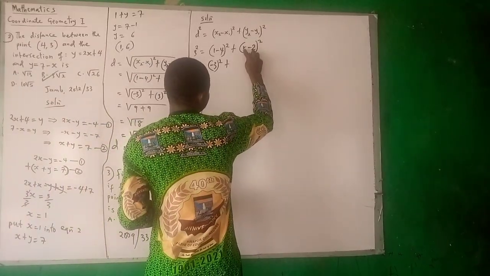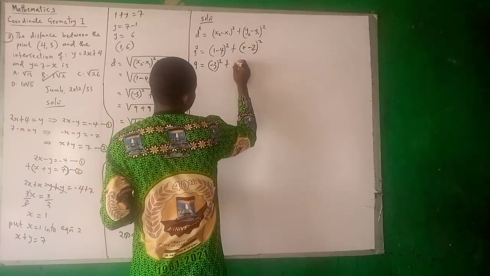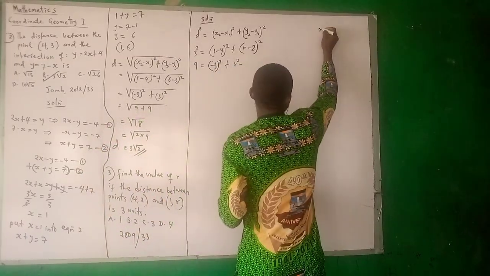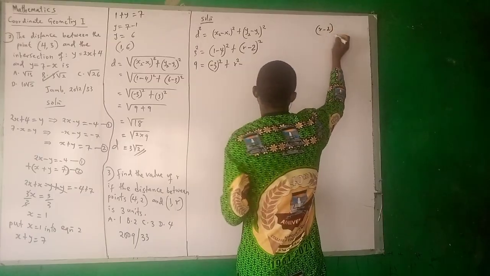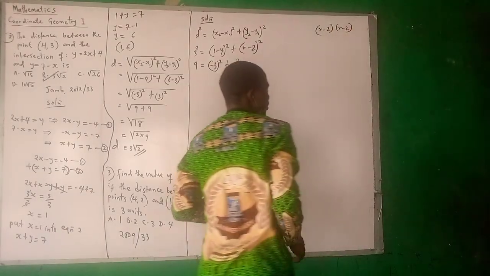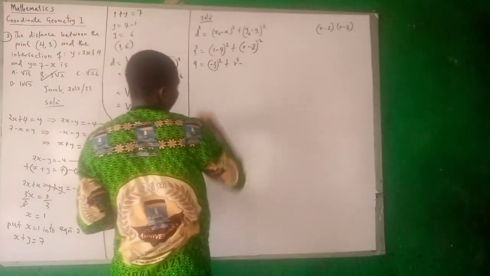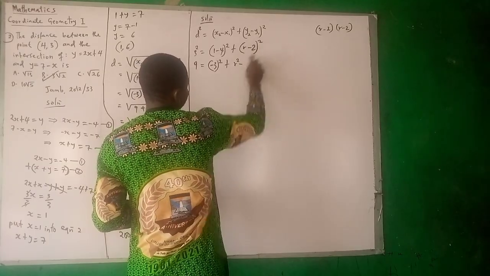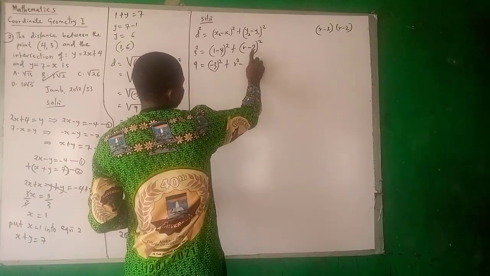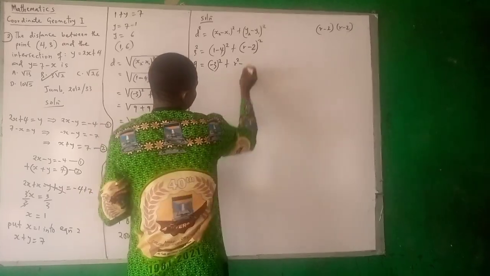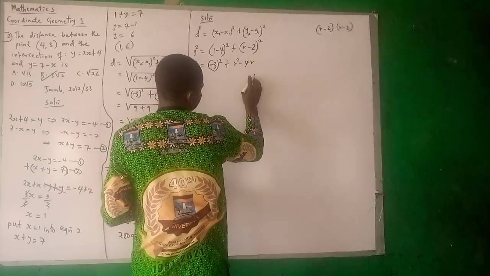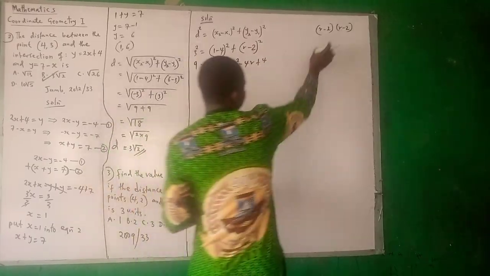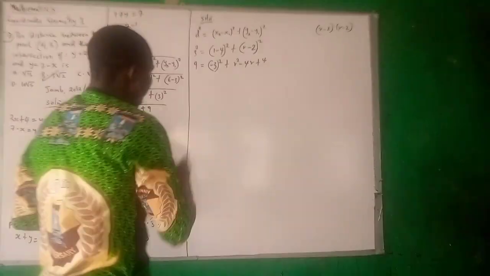So r times r is r squared, then minus 2 times 2, which is 4, times r, then plus 2 squared, which is 4. If you are confused, just write it like this; you still get the same answer. If you use the other way, you still get the same thing I did there.